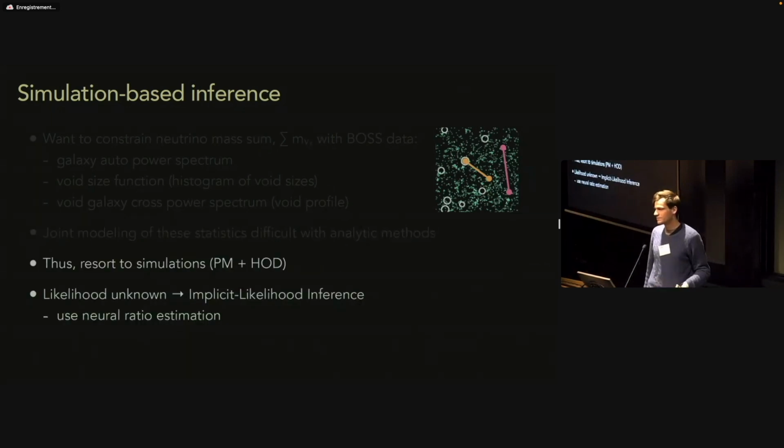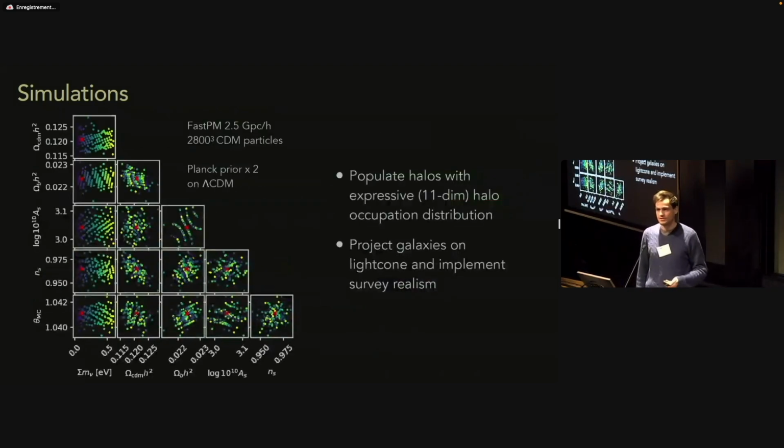We ran a bunch of simulations which are gravity only, then put galaxies in with an HOD. We also noticed that the likelihood function for these statistics jointly is unknown, so we have to apply implicit likelihood inference, which in this case is neural ratio estimation. These are the simulations. These are just fast PM simulations in a Planck-inspired prior. Taking these gravity-only simulations, which don't have observable galaxies, we identify the halos, put galaxies into the halos using an HOD, and then put these galaxies on a light cone, to get as close as possible to the real data.